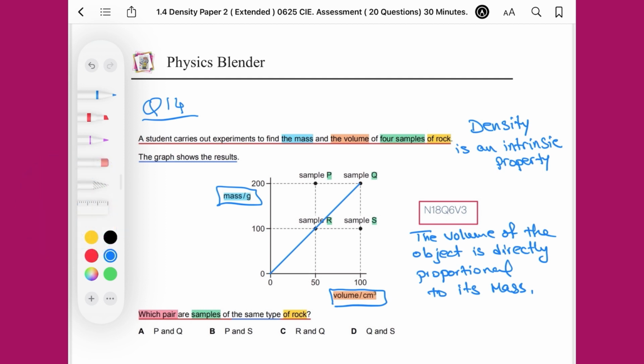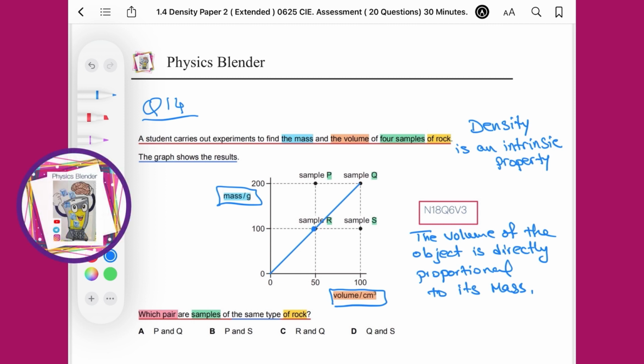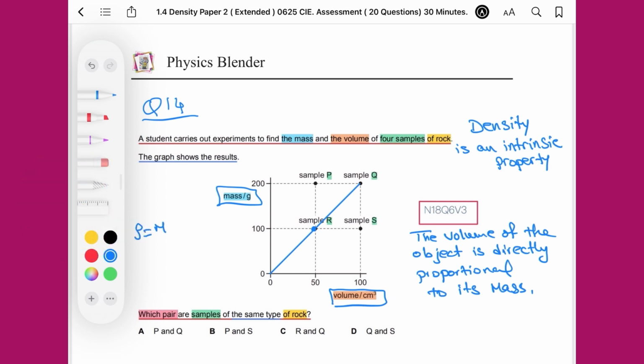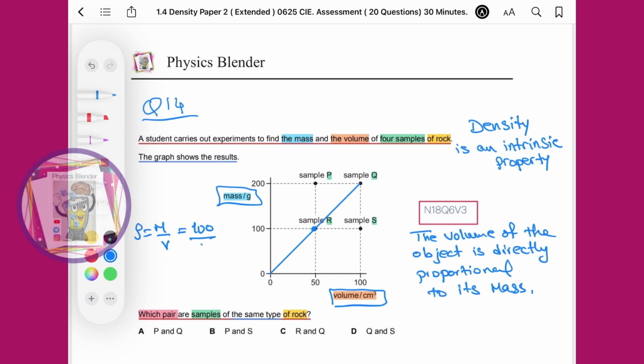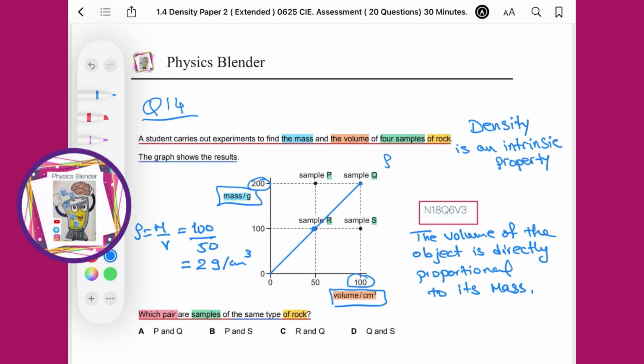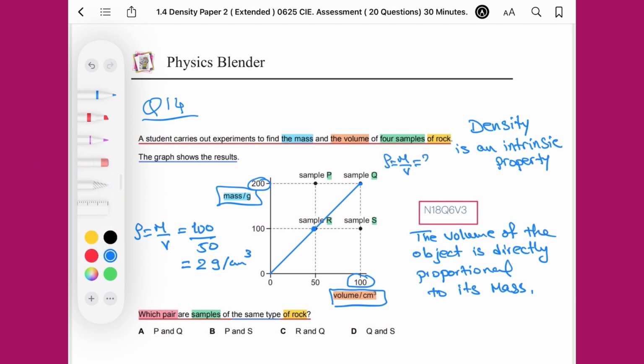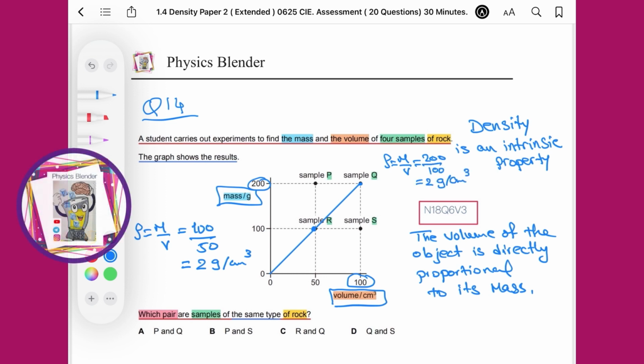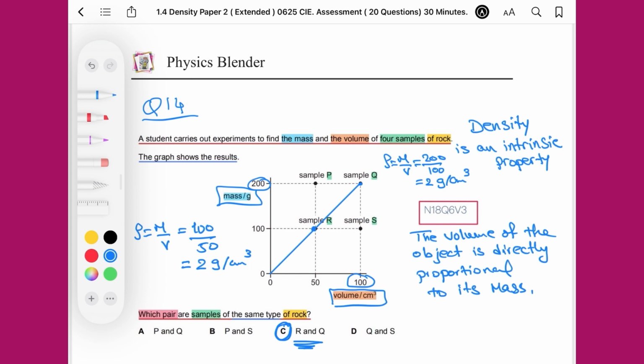Let's check. For sample R, if you just substitute mass divided by volume, 100 divided by 50, the answer will be 2 gram per cubic centimeter. For sample Q here, 200 and 100, the answer will also be 2, which means sample Q and sample R have the same density. So they are made of the same material, they are the same type of rock.